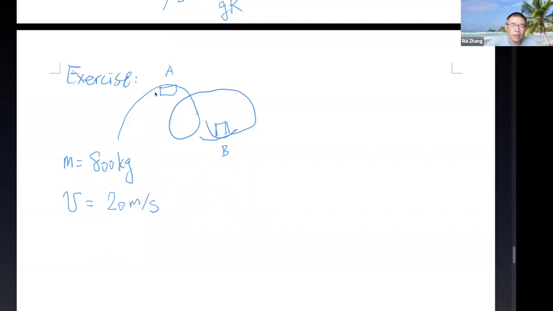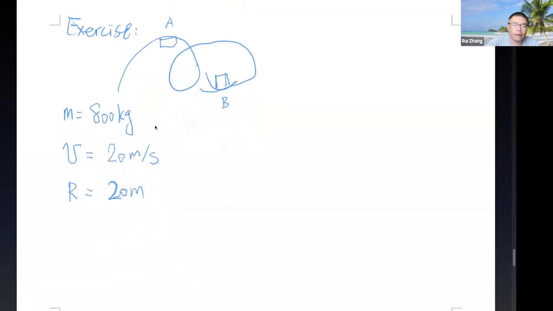Let's say the radius. Both parts of this are part of a circle. Let's say the radius here is 20 meters. That's a really large roller coaster. Radius 20 meters, the diameter is 40 meters. Wow, that's big.